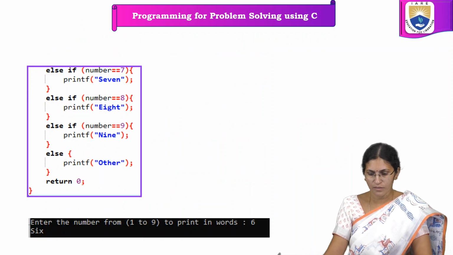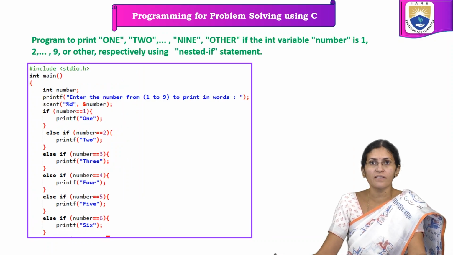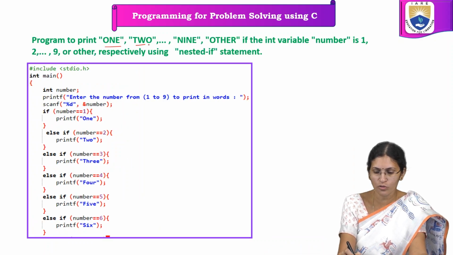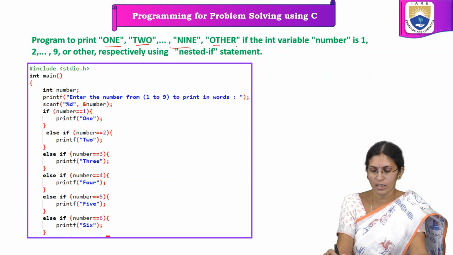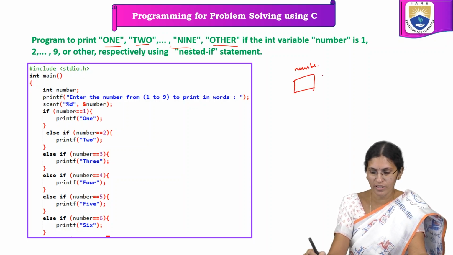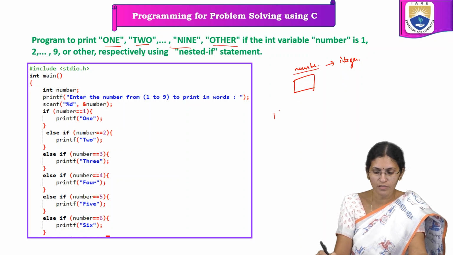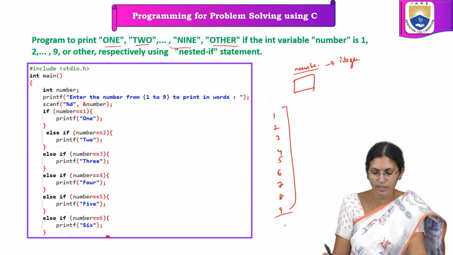Next program we'll see is to print 1, 2, up to 9 or other. We have a variable number whose data type is integer, which means it can store integer values only. The user can give either 1, 2, 3, 4, 5, 6, 7, 8, 9. If the user enters any other number, then it has to print other.